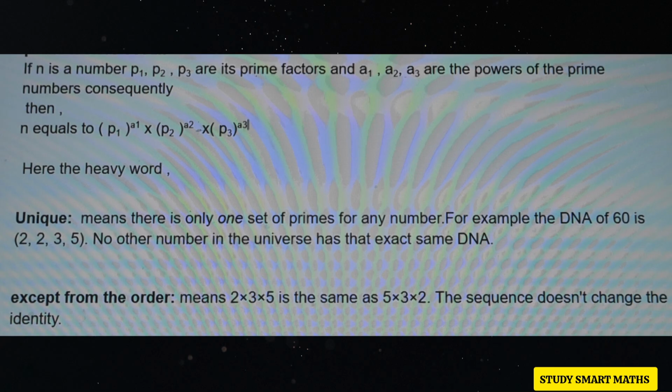Here the heavy word, unique, means there is only one set of primes for any number. For example, the DNA of 60 is 2, 2, 3, 5. No other number in the universe has that exact same DNA. "Except for the order" means 2 times 3 times 5 is the same as 5 times 3 times 2. The sequence doesn't change the identity.